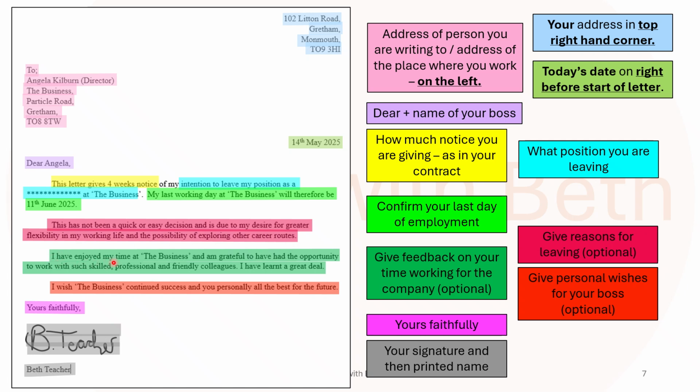I have enjoyed my time at the business and am grateful to have had the opportunity to work with such skilled, professional and friendly colleagues. I have learnt a great deal. I wish the business continued success and you personally all the best for the future. Yours faithfully, B. Teacher." And then my printed name, Beth Teacher.